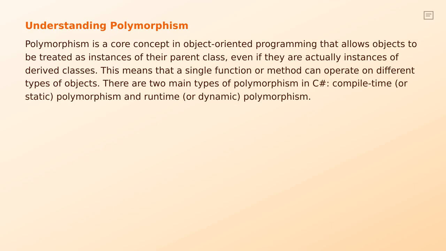Now we're on understanding polymorphism. Polymorphism is a core concept in object-oriented programming that allows objects to be treated as instances of their parent class, even if they're actually instances of derived classes. This means that a single function or method can operate on different types of objects. There are two main types of polymorphism in C#, compile-time or static polymorphism and runtime or dynamic polymorphism.